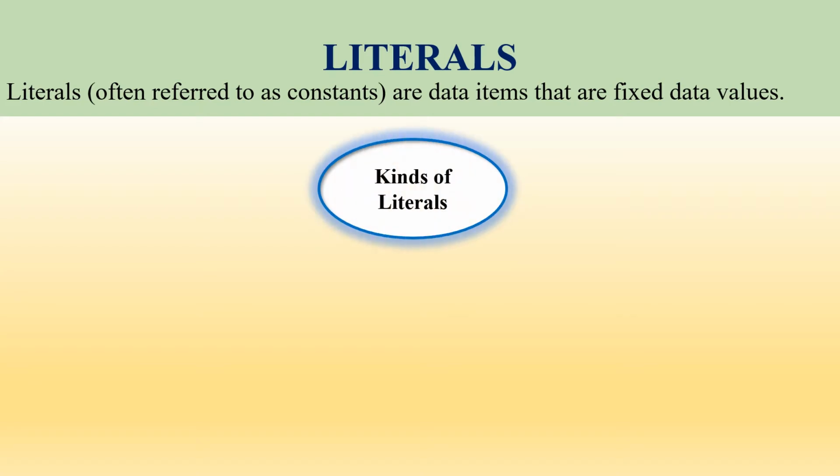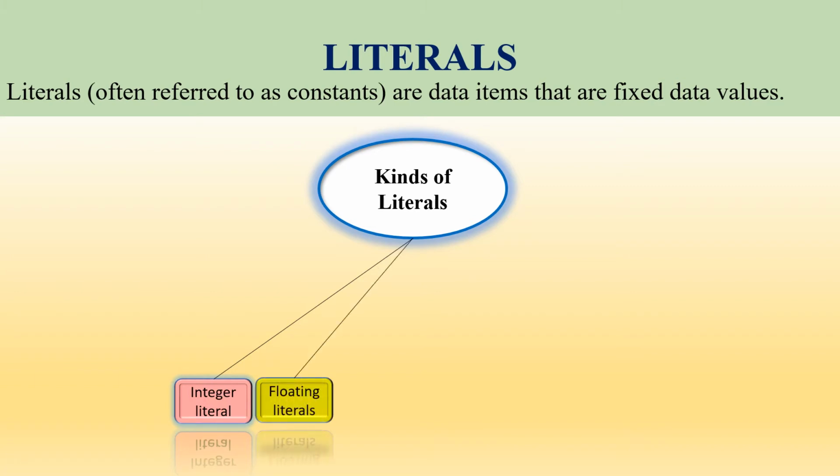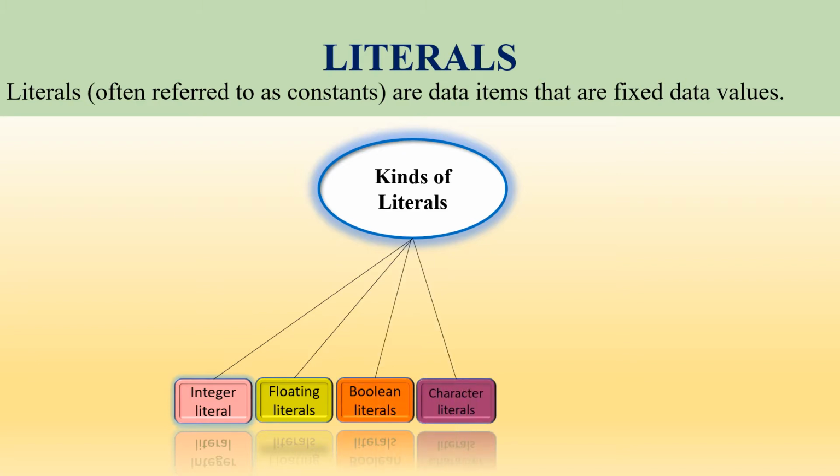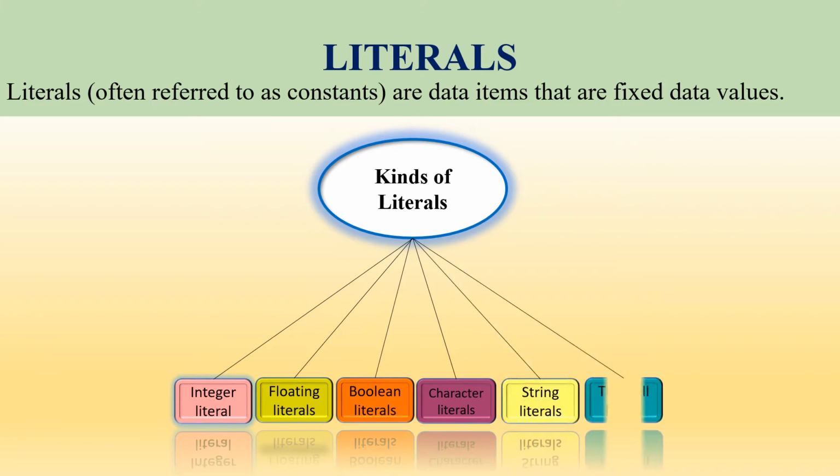There are different kinds of literals. First type of literal is integer literal. Second type is floating literals. Third is Boolean literals. Fourth, character literals. Fifth, string literals. And sixth, the null literal. Let's understand each of these literals one by one.